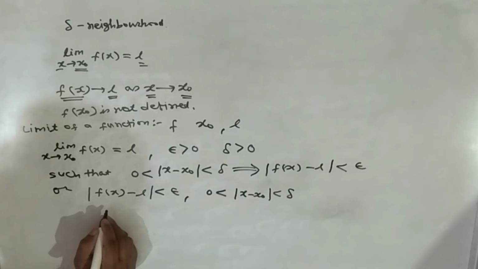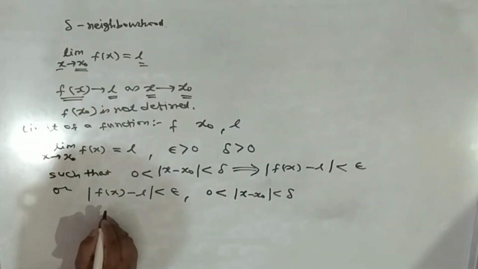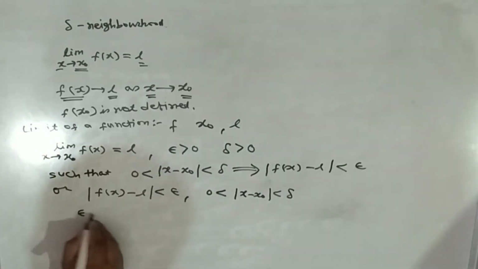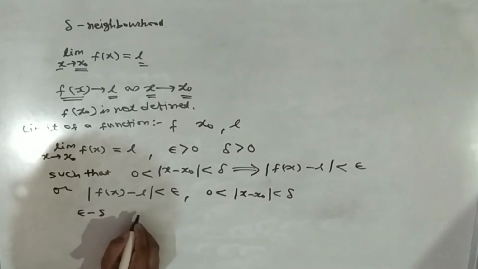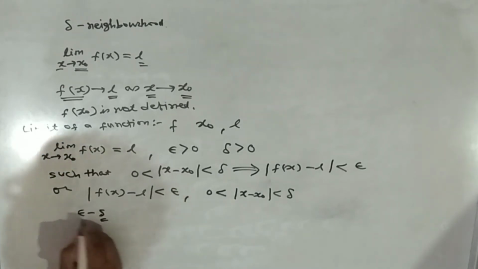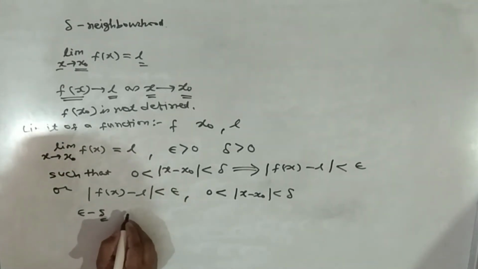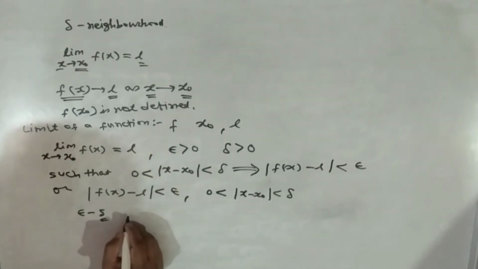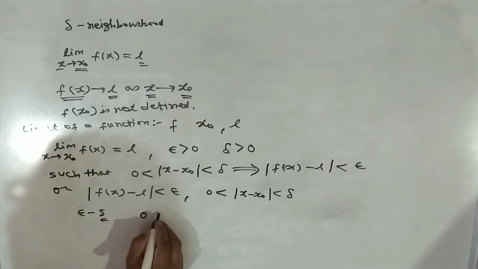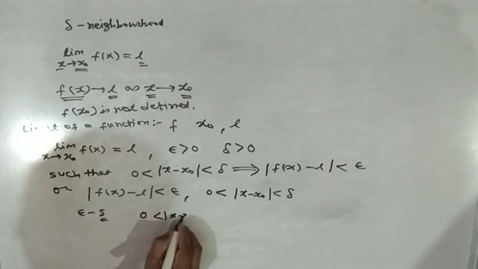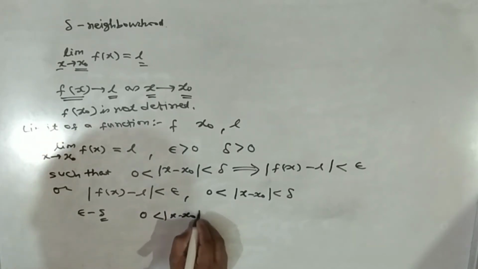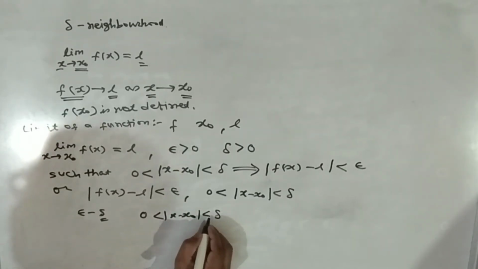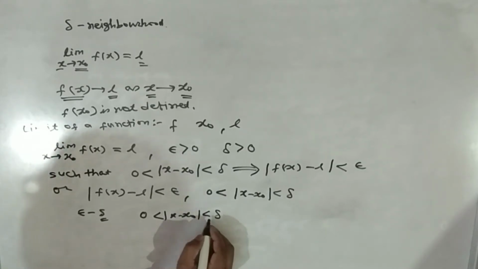Now see the remark. In this epsilon minus delta definition of limit of a function, this delta may depend on epsilon and x0. In view of 0 is less than mod x minus x0, which is less than delta, the point x0 is excluded from the domain of f.